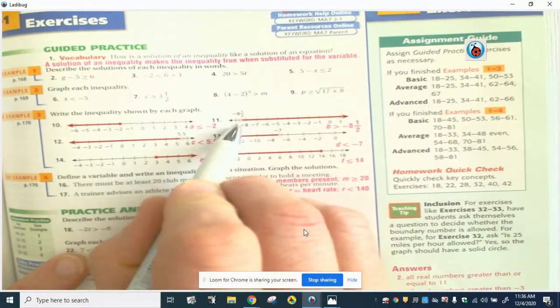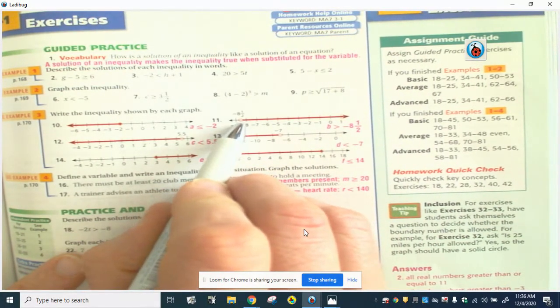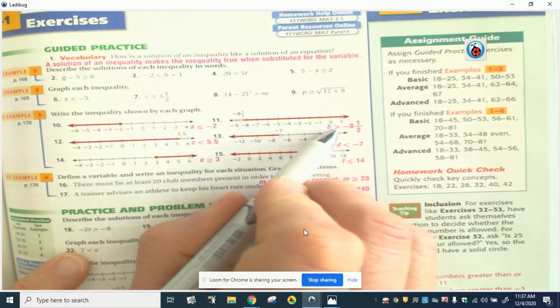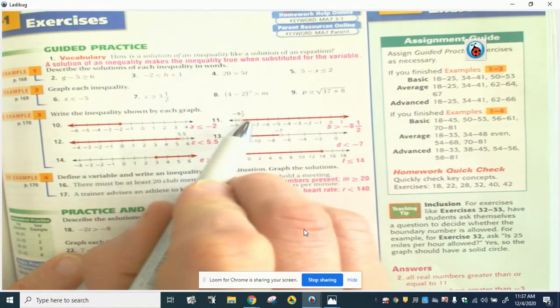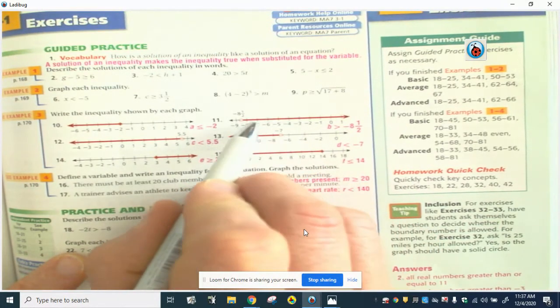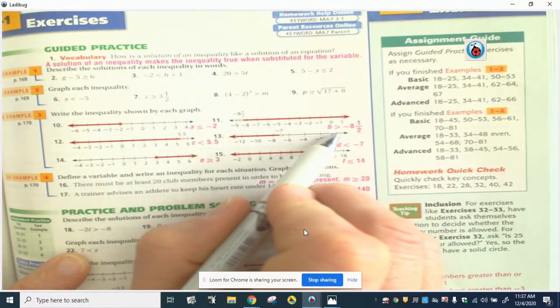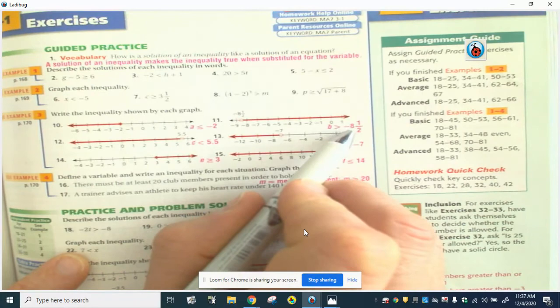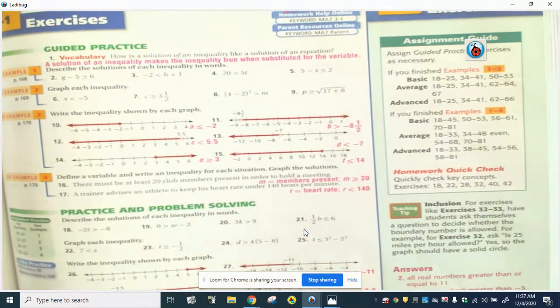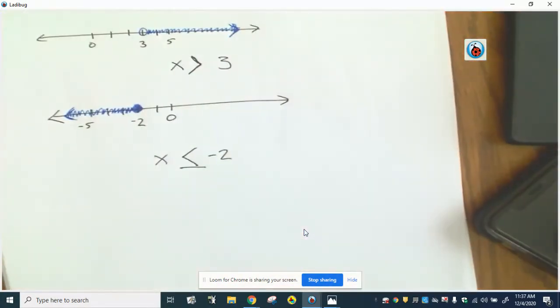Number 11 is an open circle, right? So it's not going to be underlined. It's everything to the right of that -8.5 point, right? So it's going to be everything greater than -8.5. Okay, so I just want you to try some of those.